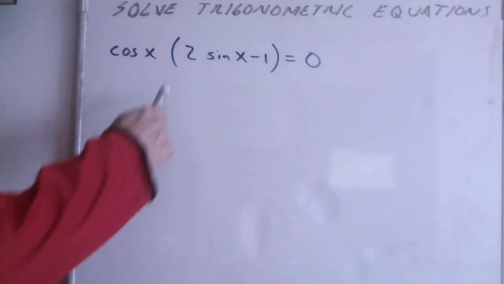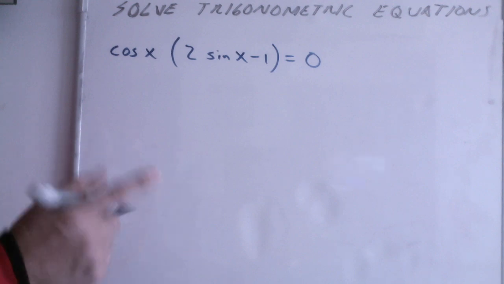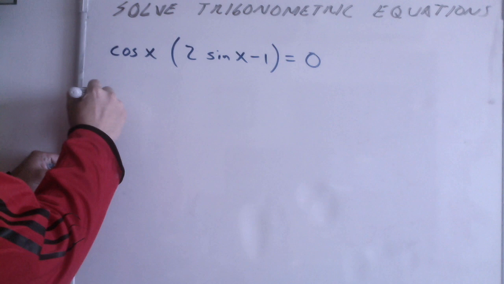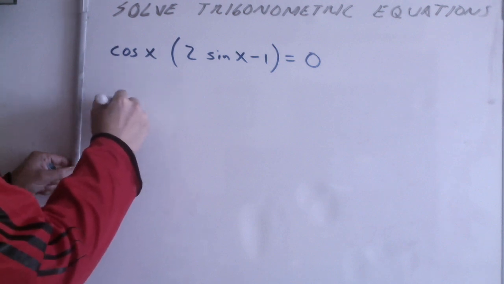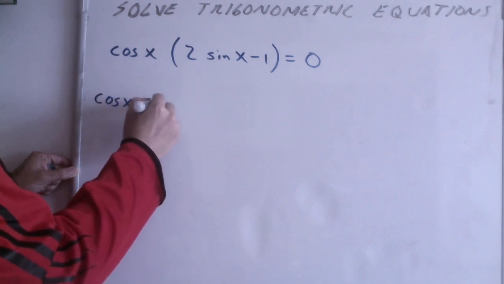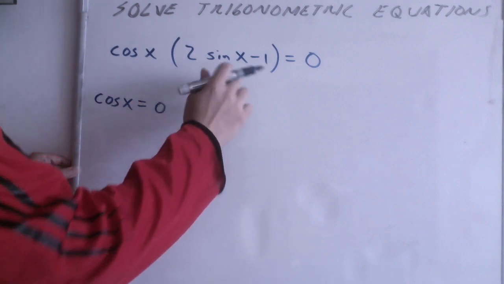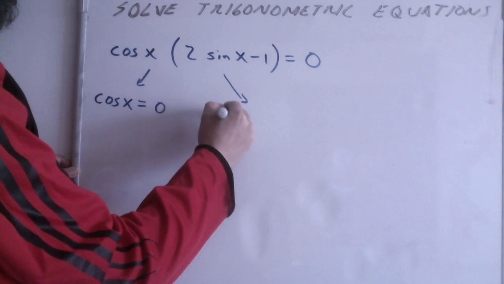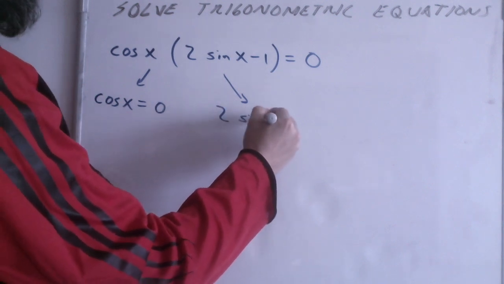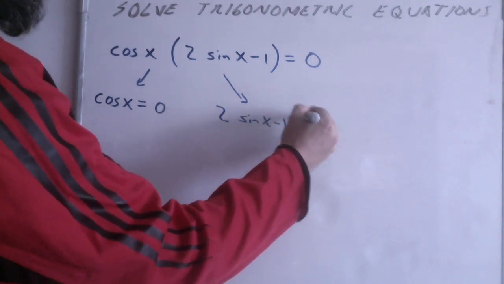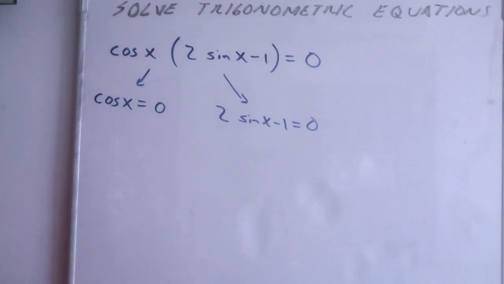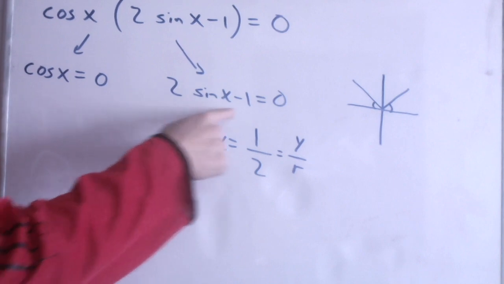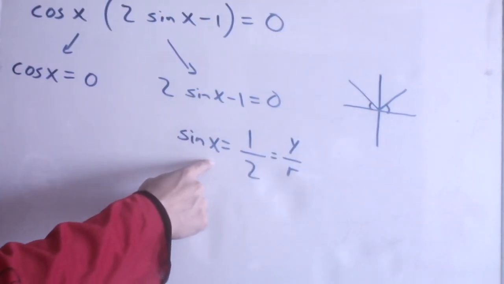So this is what we're gonna do. We have a parenthesis and we have two different functions. So I'm gonna take this cosine x, I'm gonna equal to 0, and I'm gonna take this and I'm gonna equal to 0 and solve for the trigonometric function. Okay, I'm gonna start with this one.